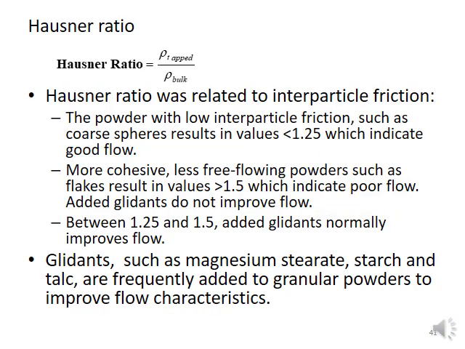Hausner ratio. Hausner ratio can also be used to characterize flowability. The Hausner ratio equals the tapped density divided by the bulk density. The bulk density is usually lower than the tapped density. When the difference between tapped density and bulk density is small, then the Hausner ratio will be close to 1 and the flow will be excellent.